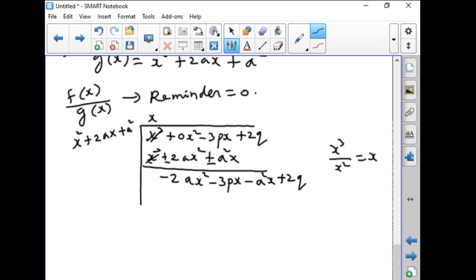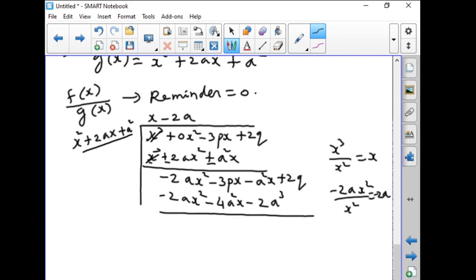Now take the first term, minus 2ax square, divide by x square. It gives us minus 2a. So here we write minus 2a. Now multiply again with each term of this. What do you get? Minus 2ax square, minus 4a square x, minus 2a cube.